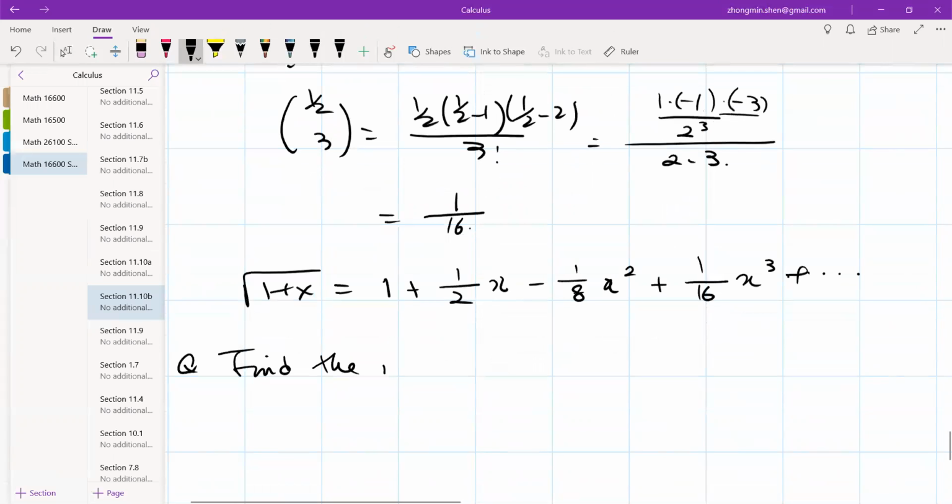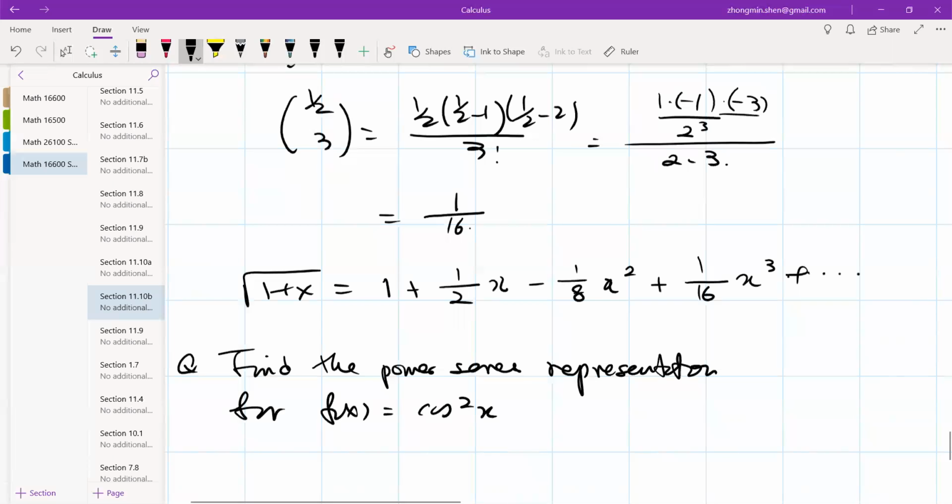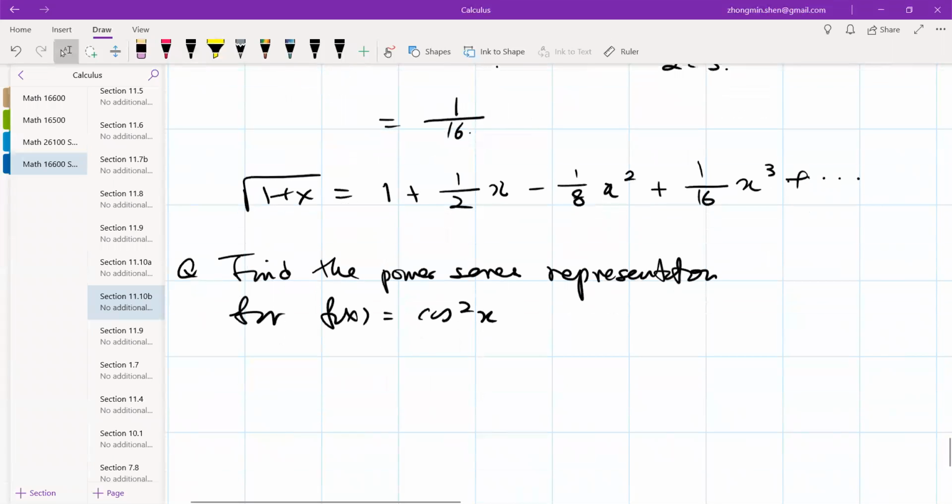Okay, so very last, let's try to find the power series representation for the function cosine squared x. This is going to be at a equals 0. Okay, so it's called the Maclaurin series in this case. You not only find the series, you have to prove they're equal, right? So how do you solve this problem?